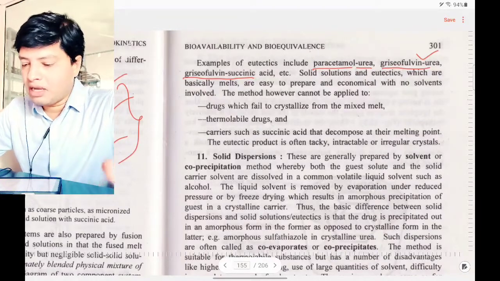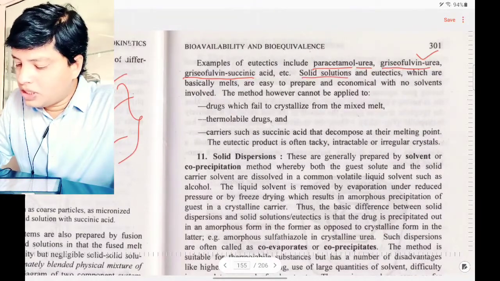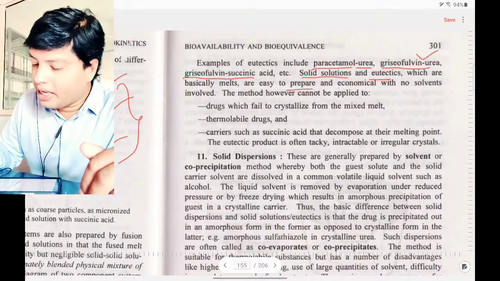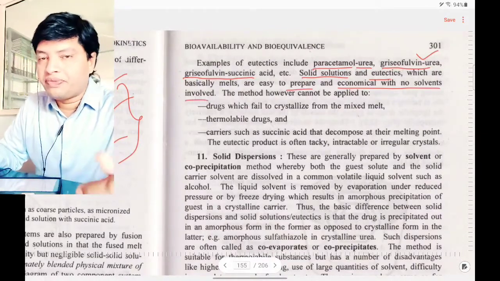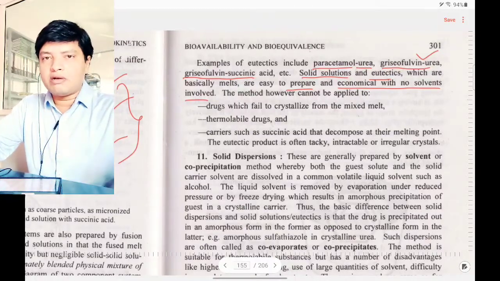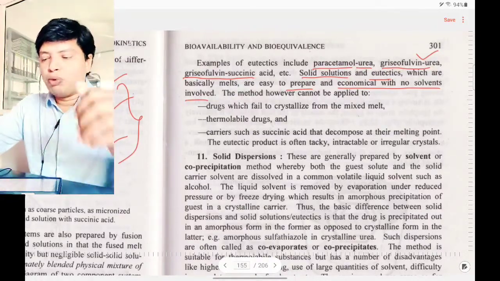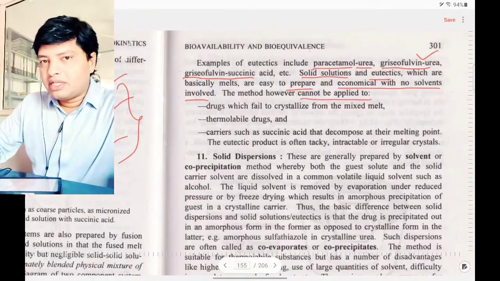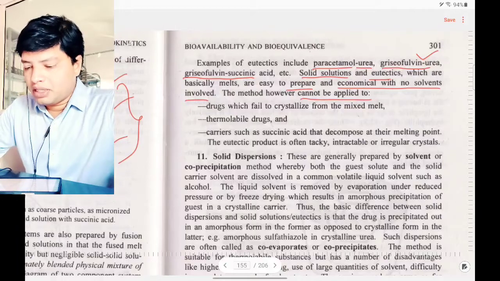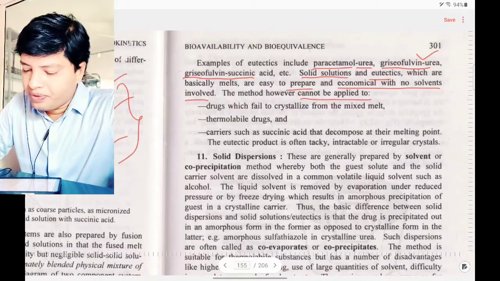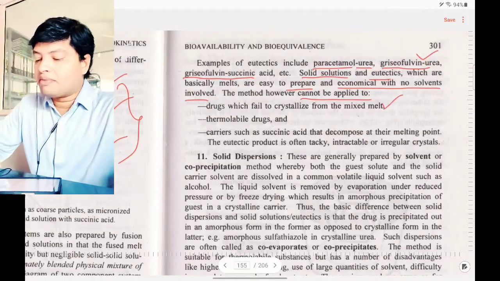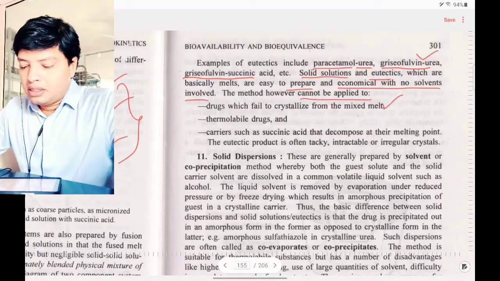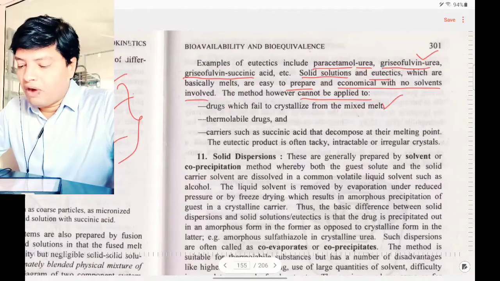Okay, remember these examples. Then we have solid solutions of eutectic mixture, which are basically melts, easy to prepare and economic with no solvent involved. Yes, they are very easy to prepare, you just have to mix both, that's all. The method, however, cannot be applied to drugs which fail to crystallize from the mixed melt. So there is a limitation for this eutectic mixture method.